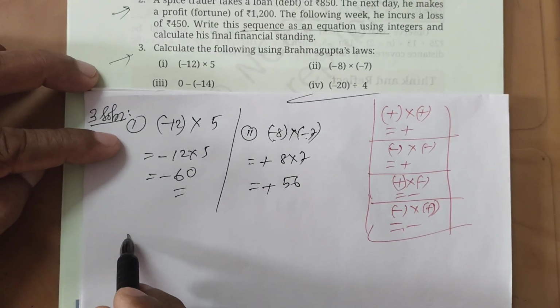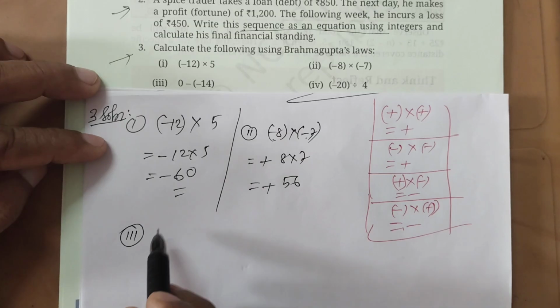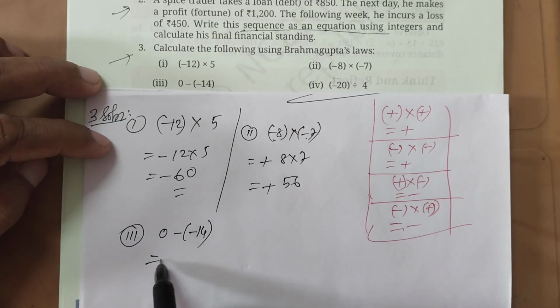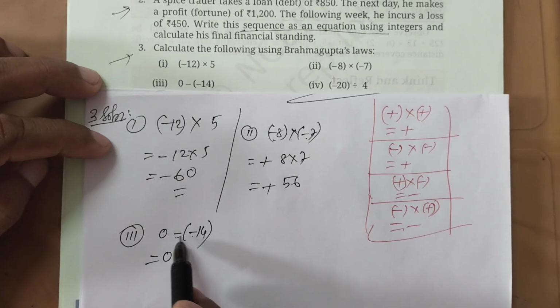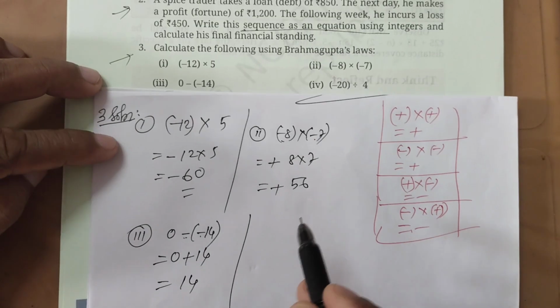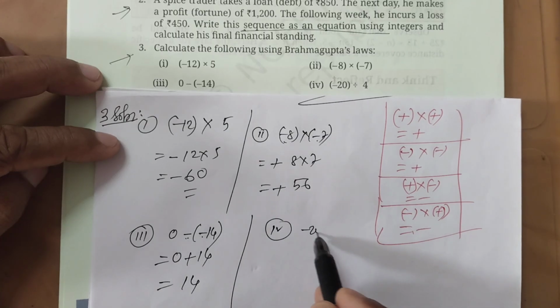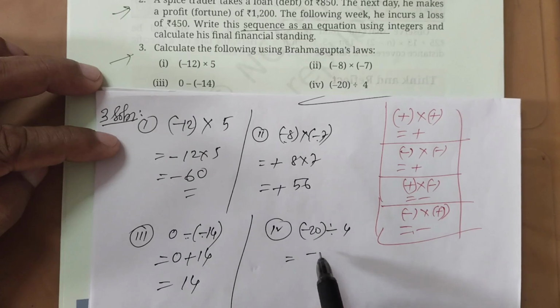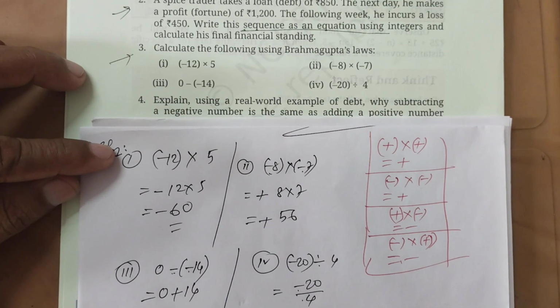These are very basic. Third question, it is 0 minus of minus 14. 0 will remain the same, minus of minus, minus into minus is plus 14, and 0 plus 14 remains 14. The last one, minus 20 divided by 4. Negative by positive is negative, so 20 by 4 is 5, and this is the complete solution for this question.